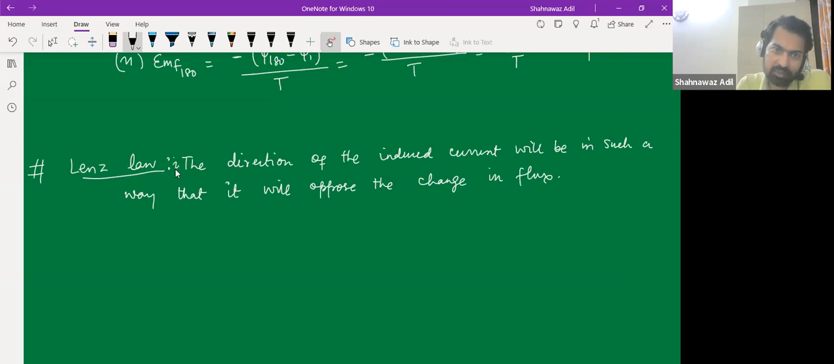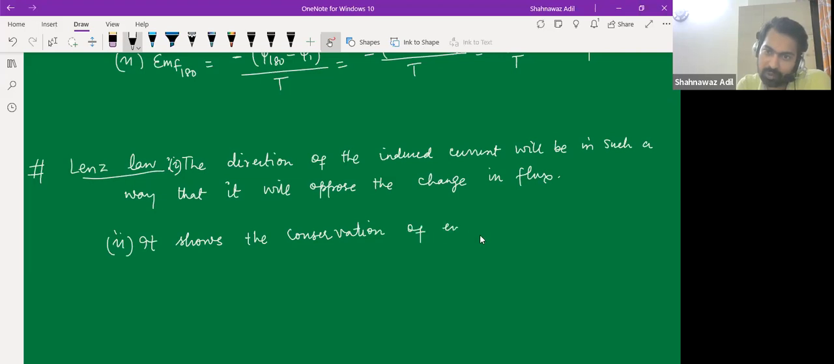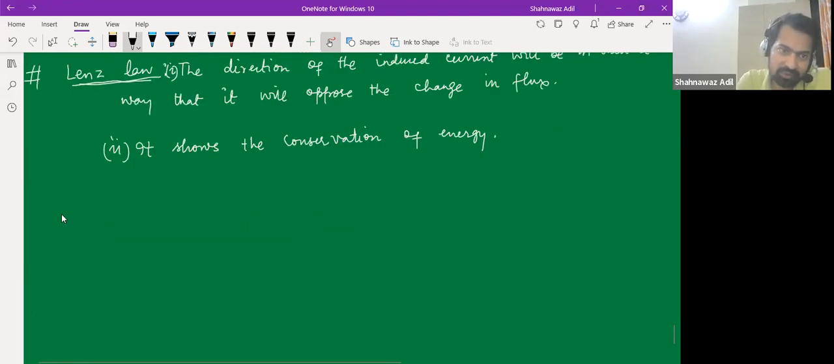And it shows the conservation of energy. Okay, so there are two ways to understand Lenz's law. One way is that let's say you have a magnet, and this is north and this is south.